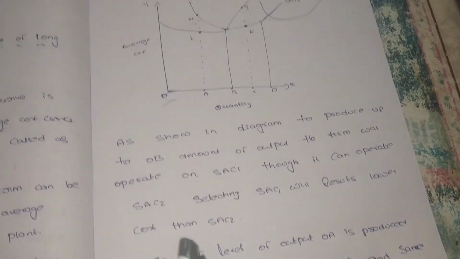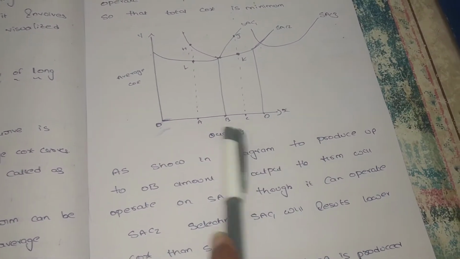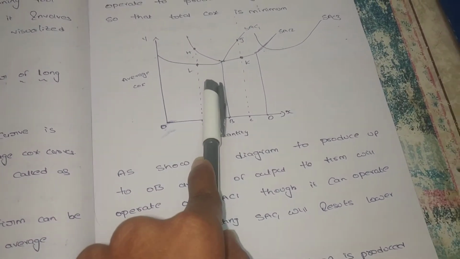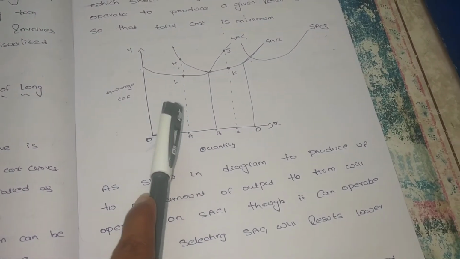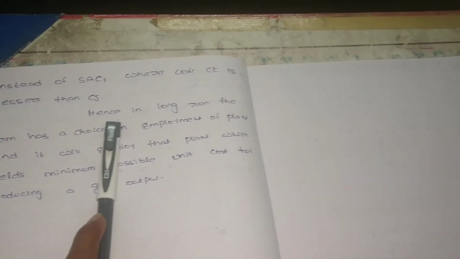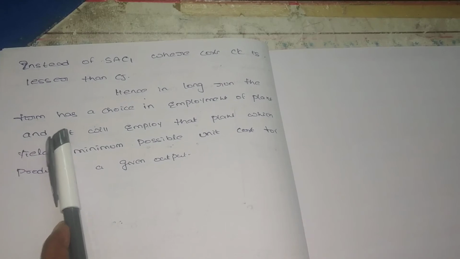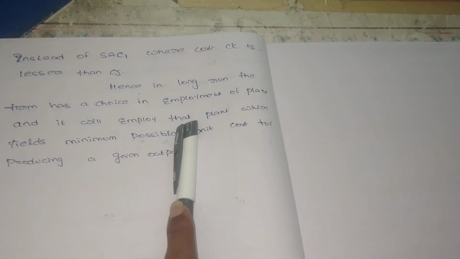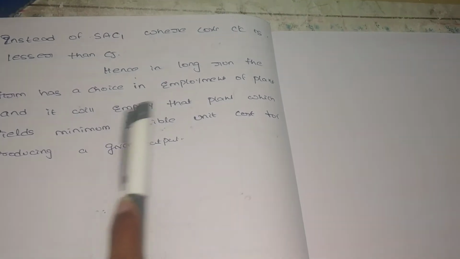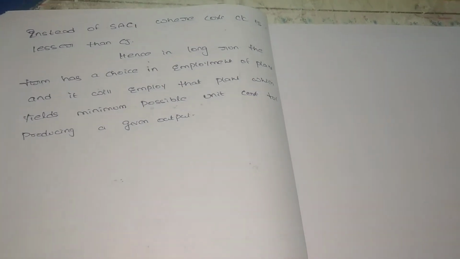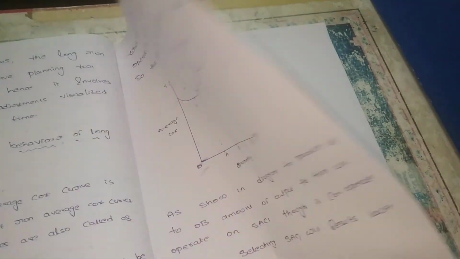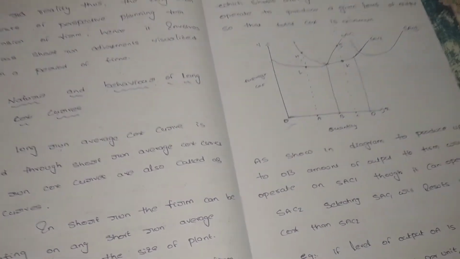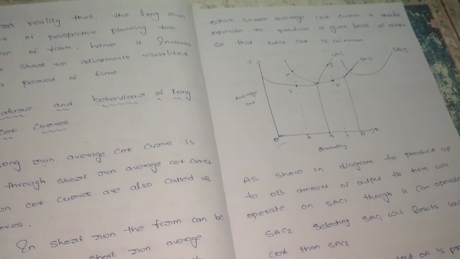In this graph, there is one example. They want to produce OB quantity. For that quantity, the producer will go for the short run average cost curve that gives minimum cost. The complete conclusion about the long run average cost curve is: hence, in the long run, the firm has a choice in employment of plant, and it will employ the plant which yields minimum possible cost. The producer will go for this particular plant only. This is about the nature and behavior of the long run cost curve. The long run cost curve is mainly based upon the short run cost curve; the curve that gives minimum possible cost is the plant the producer will go for.